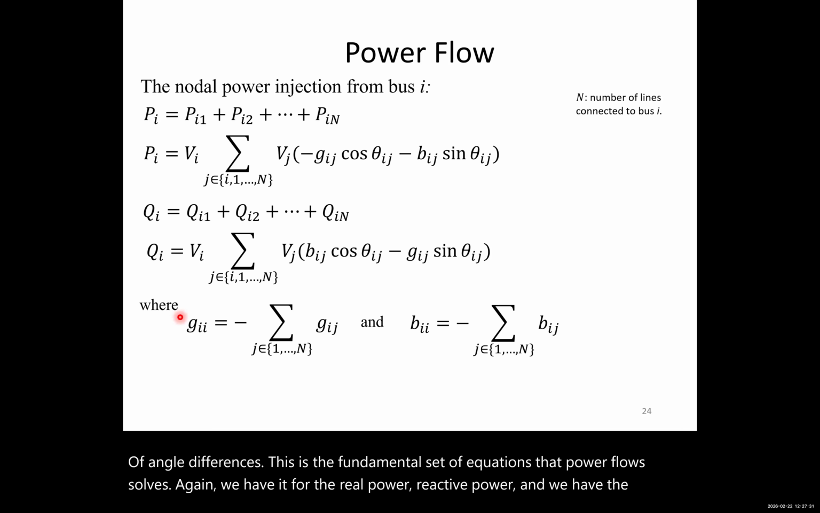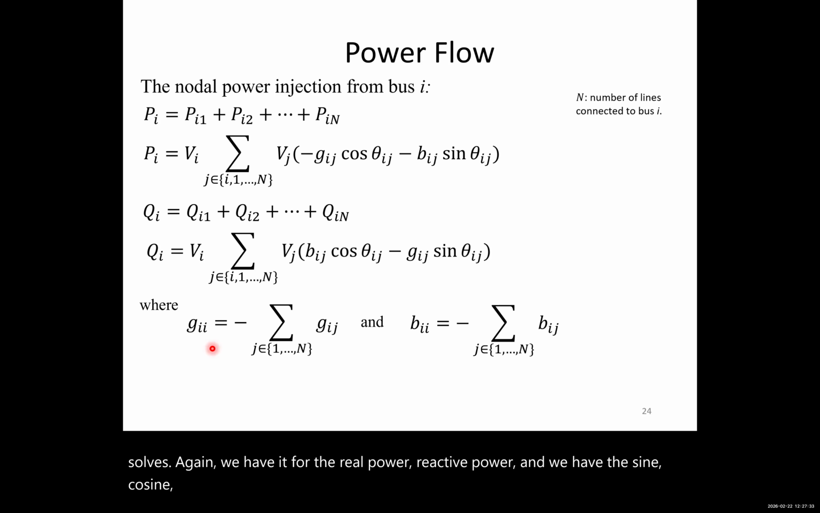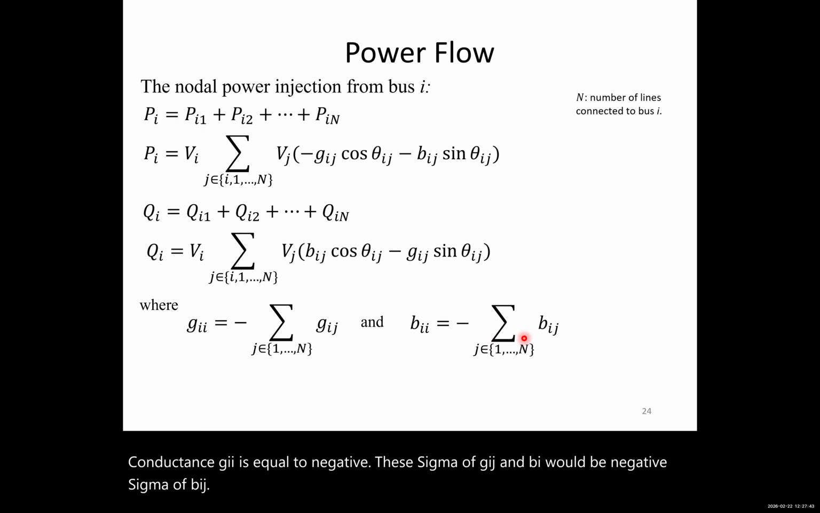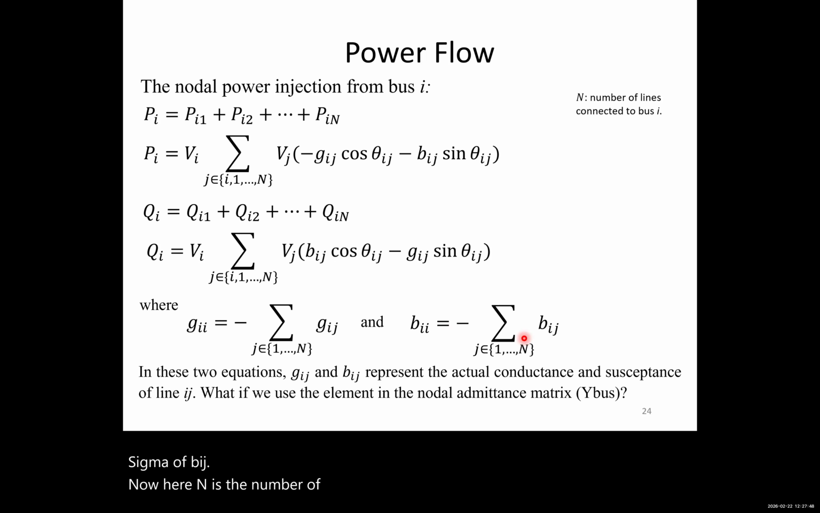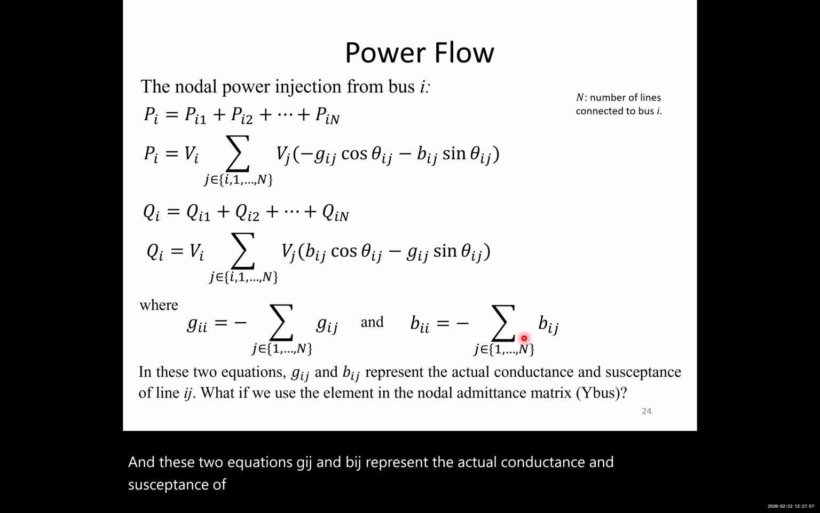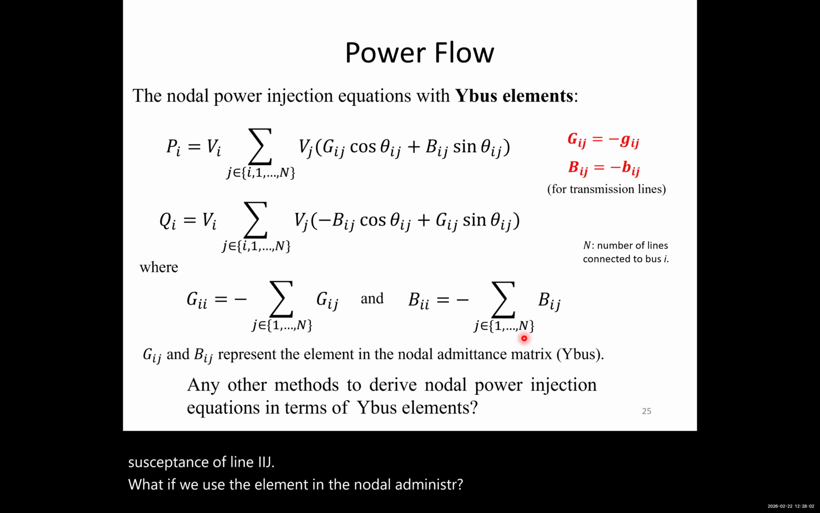And here, conductance Gii is equal to negative sigma of Gij, and Bii would be negative sigma of Bij. Now here n is the number of lines connected to bus i. In these two equations, Gij and Bij represent the actual conductance and susceptance of line ij. What if we use the elements in the nodal admittance matrix, Ybus? Then we use these Ybus elements.